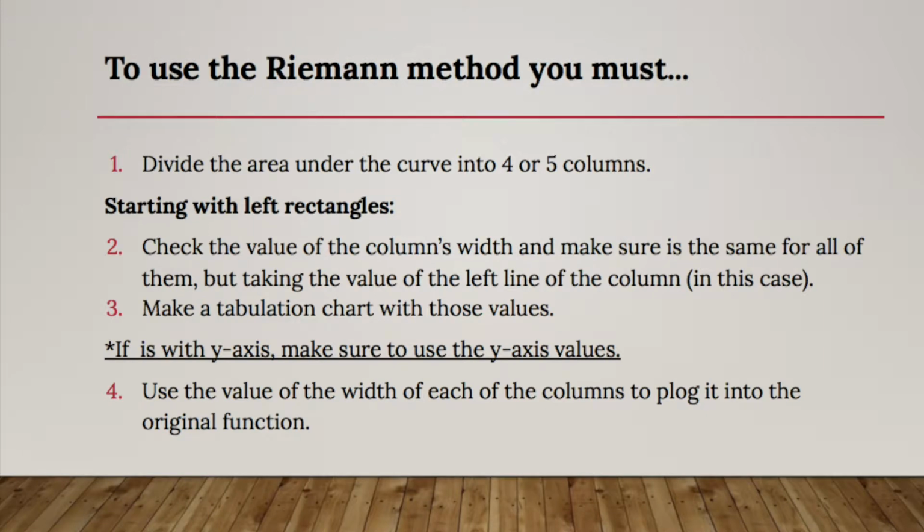To use the Riemann method, you must divide the area under the curve into 4 or 5 columns. Then you have to check the value of the columns' width and make sure it is the same for all of them, but taking the value of the left line of the column. Make a tabulation chart with those values, and if it's with respect to the y-axis, make sure to use the y-axis values. And then use the value of the left side of each of the columns to plug it into the original function.